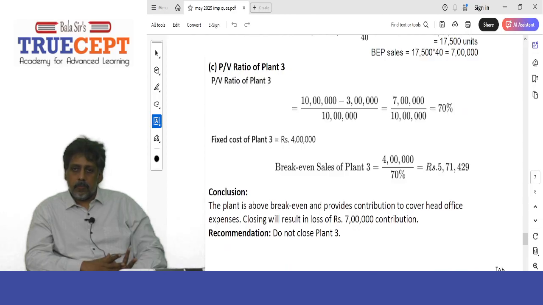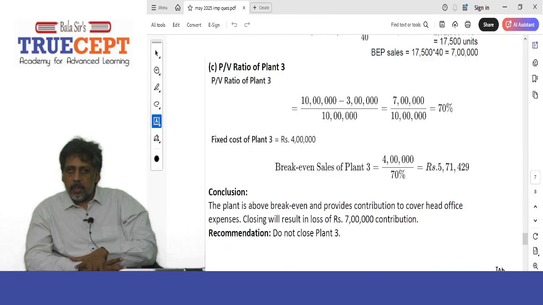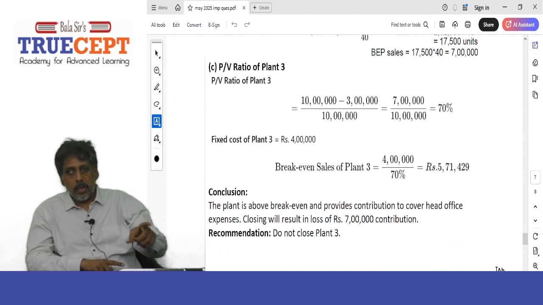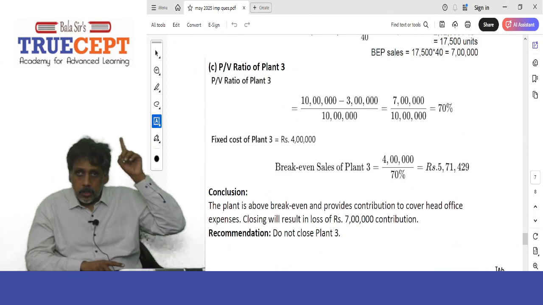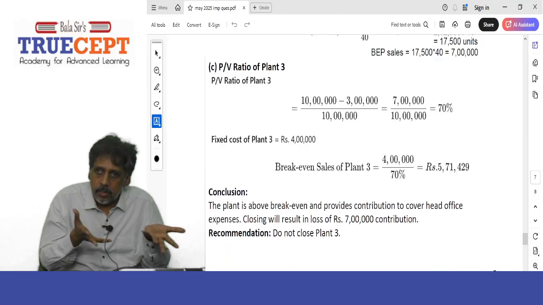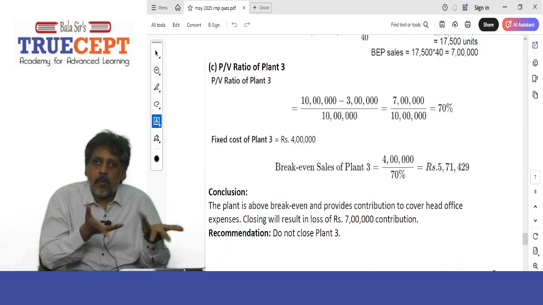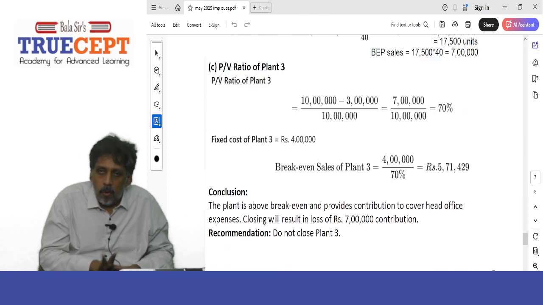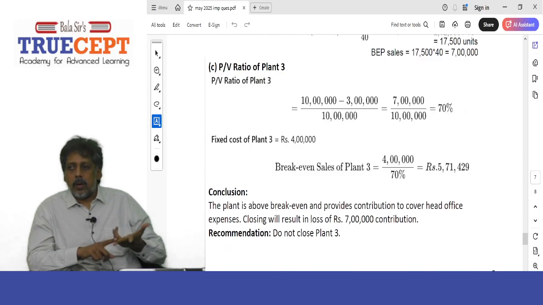Now, the sales are 10 lakh rupees, which is above the break-even sales of this particular plant without considering the allocated head office expense. Why? Even if this plant is shut down, head office cost will not reduce. It is not relevant for decision making whether to shut down the plant or not. So, therefore, you should not shut down the plant.